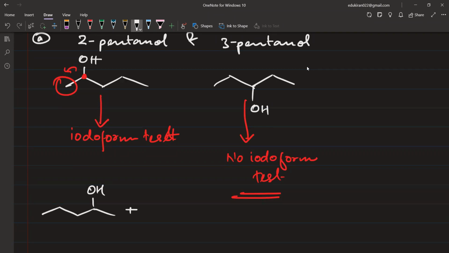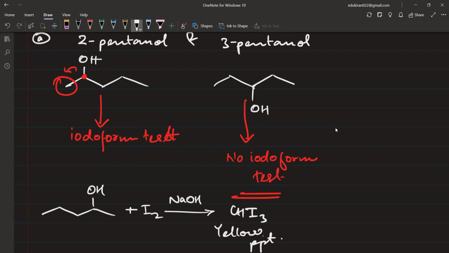So if you have 2-pentanol plus I2 in the presence of NaOH, we are going to get CHI3, yellow PPT. That's it. After this, you will write the last part.